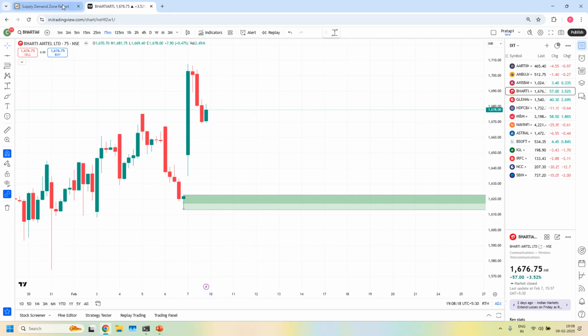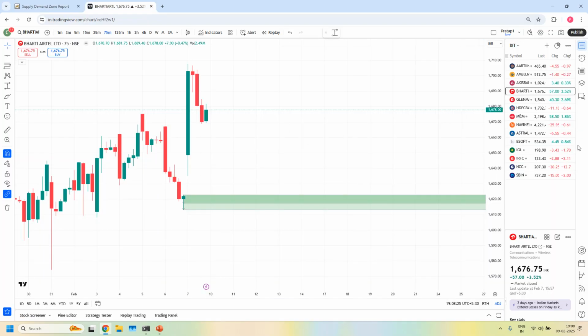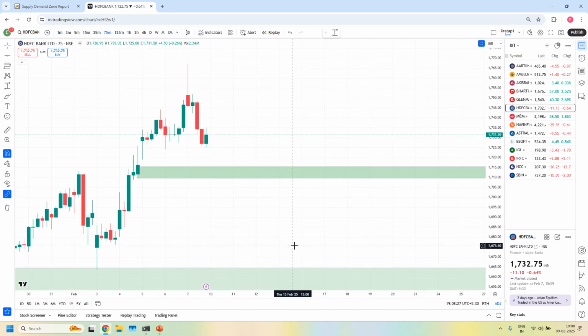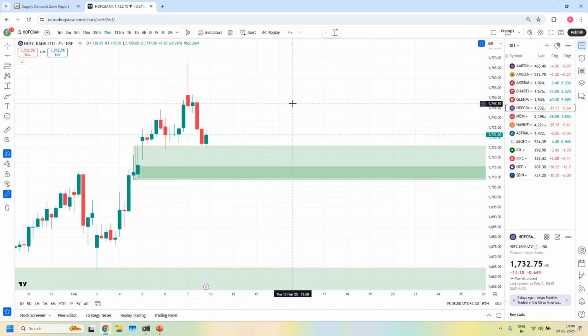Excellent. We are in the 75 minute chart, see here, time frame 75. What is the next one? HDFC Bank. Go to HDFC Bank. This is also, you see, a rally, 2 base candles with a hidden body. You add it, it is going to be a big rally candle with a hidden body. See, this is a 75 minute zone. Inside 75 we have this 15 minute zone.